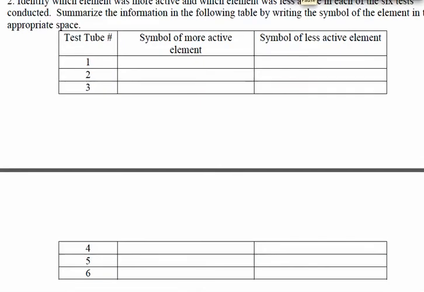The symbol of the more active element in test tube 1 is going to be the copper. The symbol less active is the lead, and so on. So number 2 is copper and silver, and number 3 is hydrogen and copper. Number 4 is zinc and lead. Number 5 is magnesium and zinc. And number 6 is zinc and hydrogen. And this will start to get you thinking that you can make your own activity series.